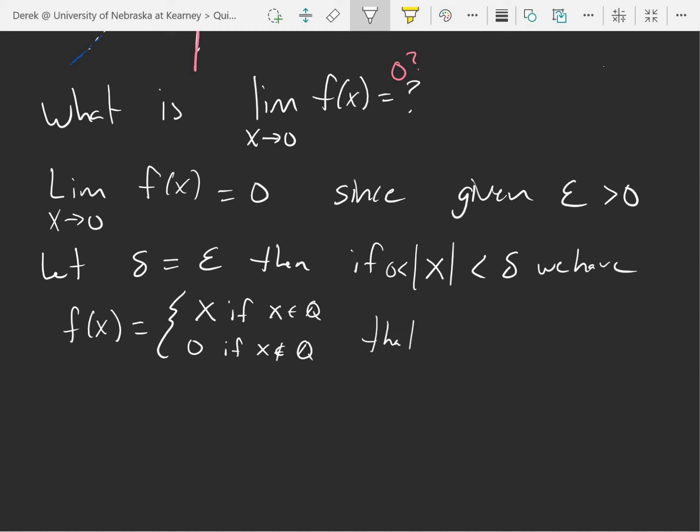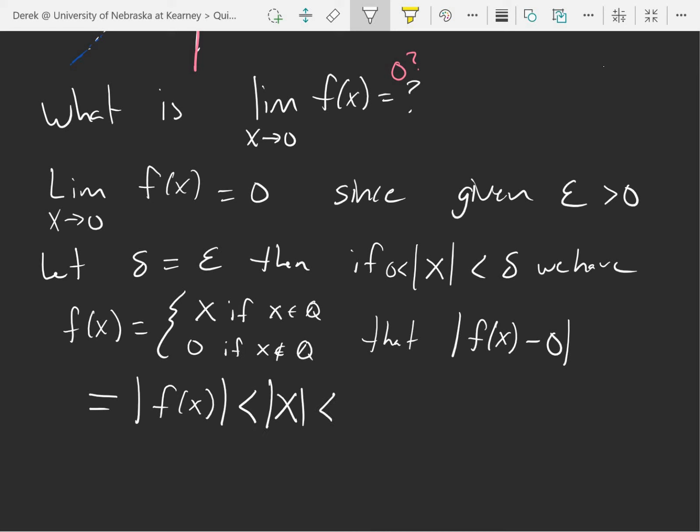That the absolute value of f of x minus 0, equal to the absolute value of f of x, is less than or equal to the absolute value of x, because it's either 0 or x in absolute value, which is less than epsilon. Right, it's less than delta, which is equal to epsilon.